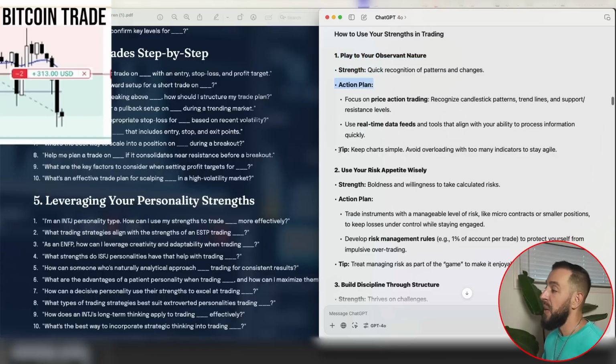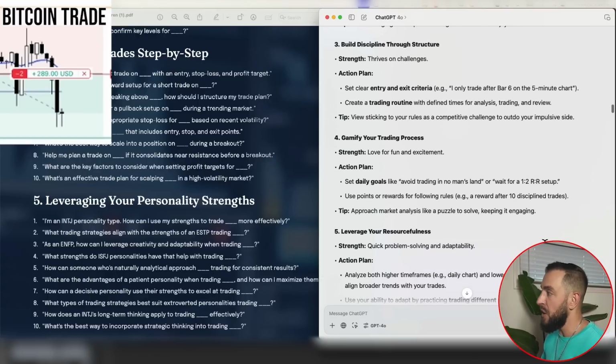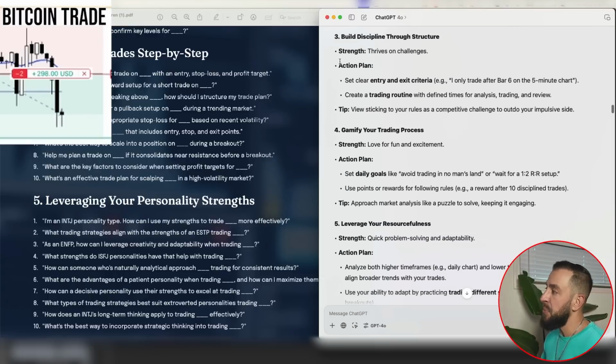Strengths, action plan, tips. Number 2, use your risk appetite wisely. Strengths, boldness, action plan, tip, treat managing risk as part of the game and make it enjoyable. That does work for me. 3, build discipline through structure, thrives on challenges. Action plan, set clear entry and exit criteria, create a trading routine. And the tip, view sticking to your rules as a competitive challenge to outdo your impulsive side. And I've literally done this and it's helped enormously.